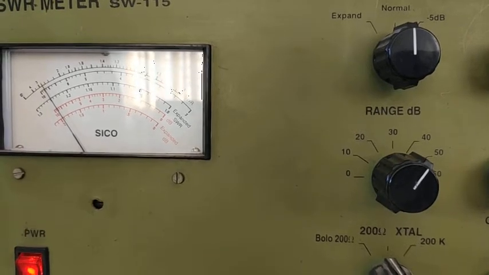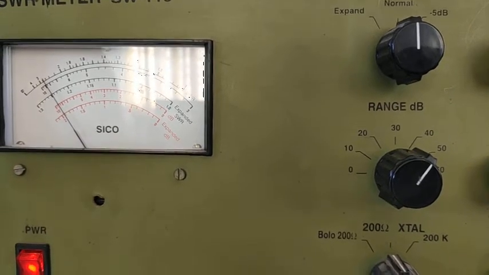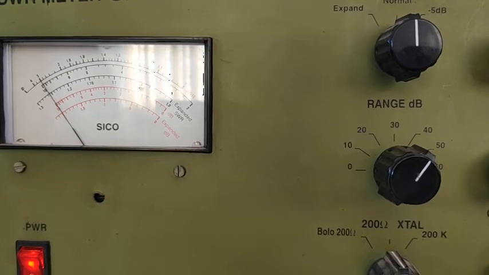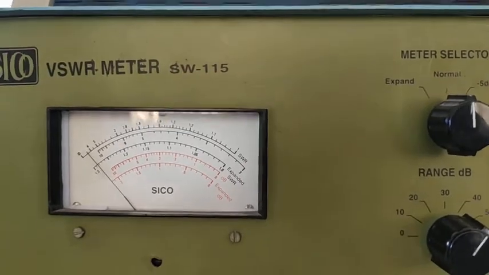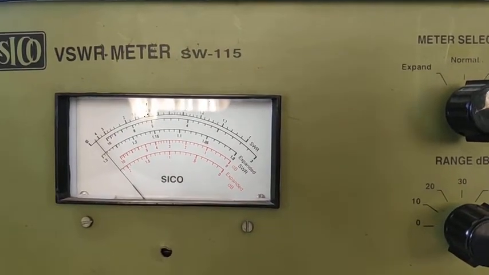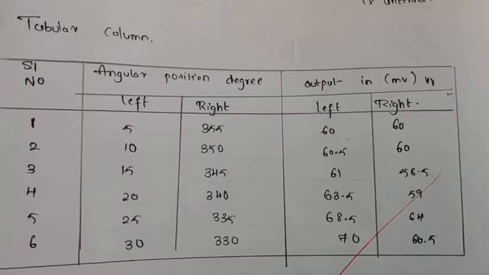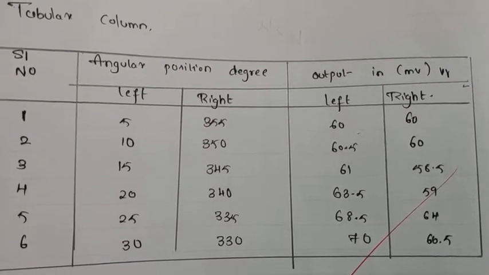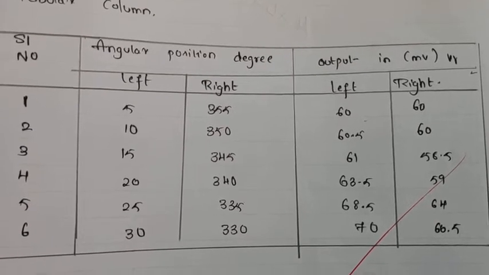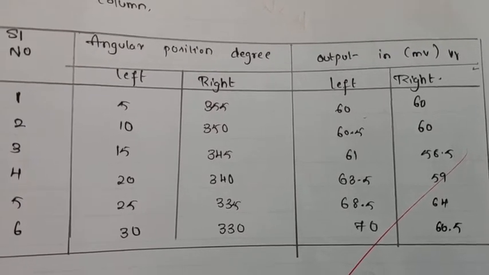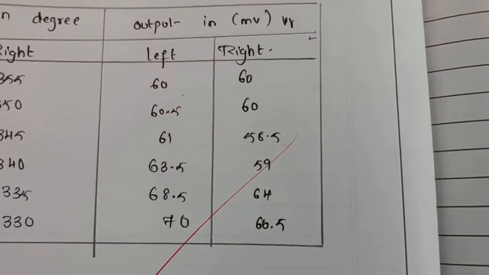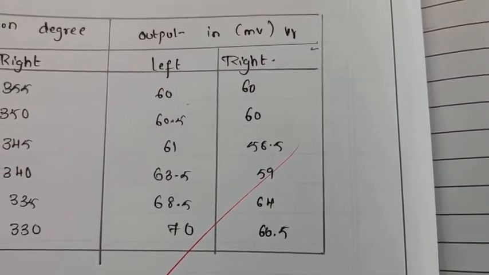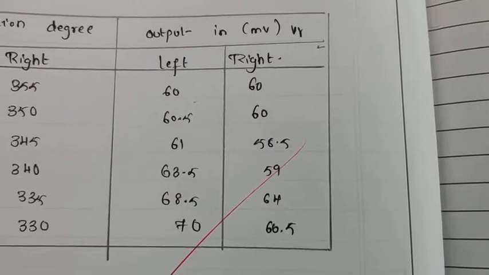Now similarly vary the angle to 10, 20, 30, etc., and in the opposite direction 360, 350, 340 like that, and measure the corresponding power. Then plot the radiation pattern. We take the readings by varying the angles like 5 degrees, 10 degrees and so on up to 30 degrees, and in the opposite direction 355 degrees to 330 degrees, with the corresponding power in dBs. Now plot the radiation pattern for these values.